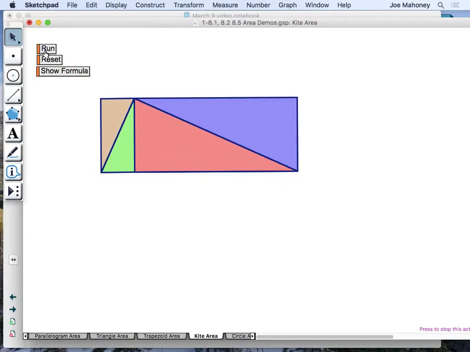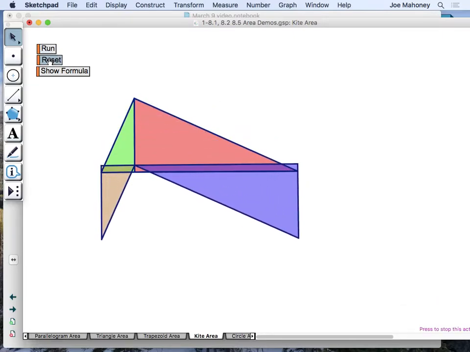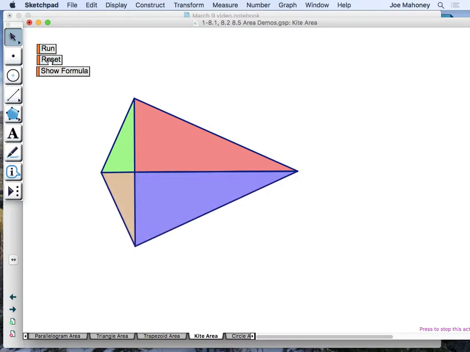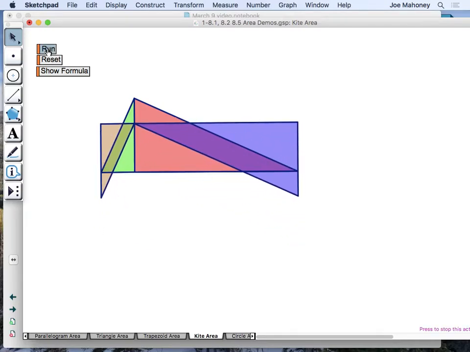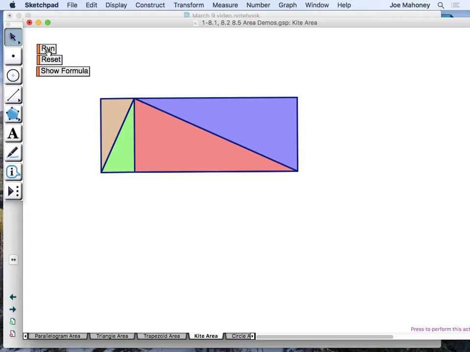Whoa, that was super quick. Let's reset that and show it one more time. So what's going to go on here is I'm going to flip over that bottom half of the kite, and then I'm going to slide it up. What shape was made?